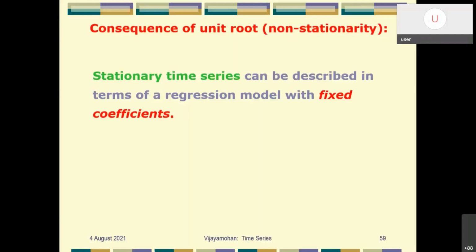Somebody was asking something. Sir, I have a question. Do you mean to say in the time series analysis, we don't have to worry about the multicollinearity when we do a multi-regression?